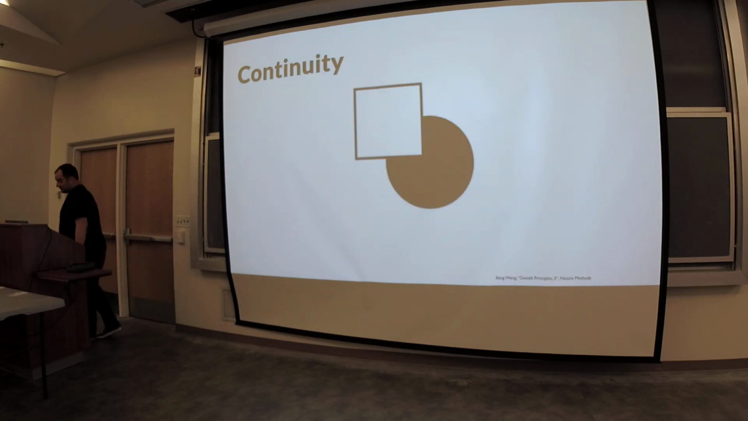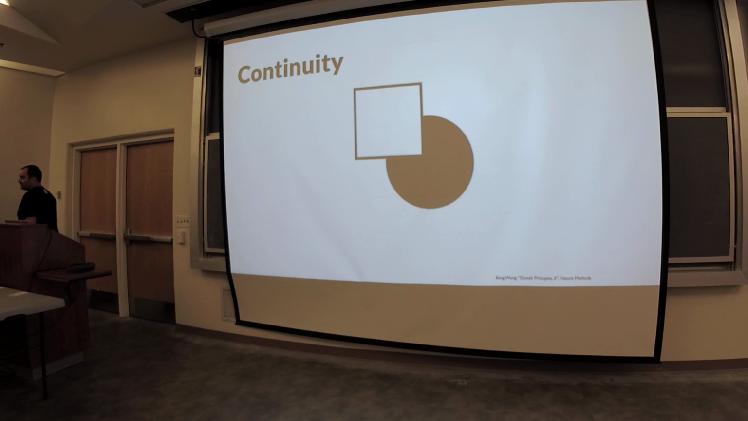Another Gestalt principle is continuity. So what do you see here? A square and a circle. Anybody see anything else?